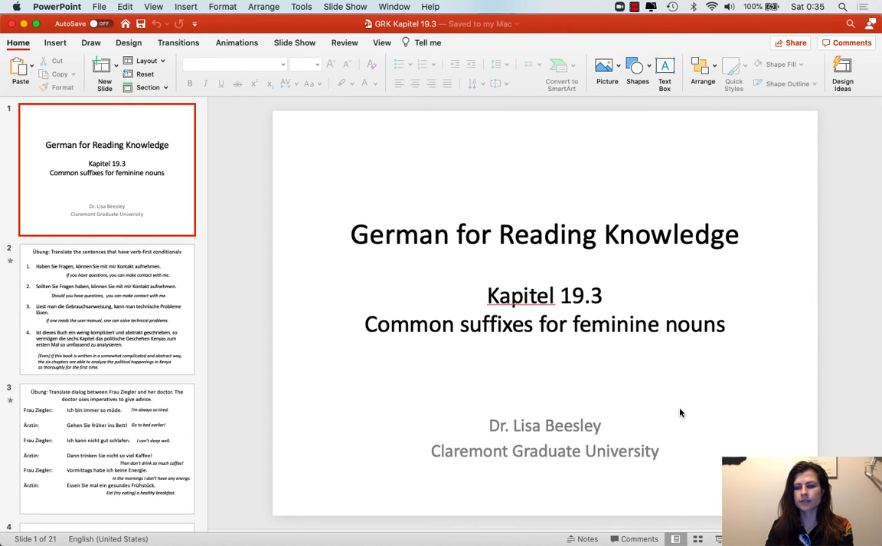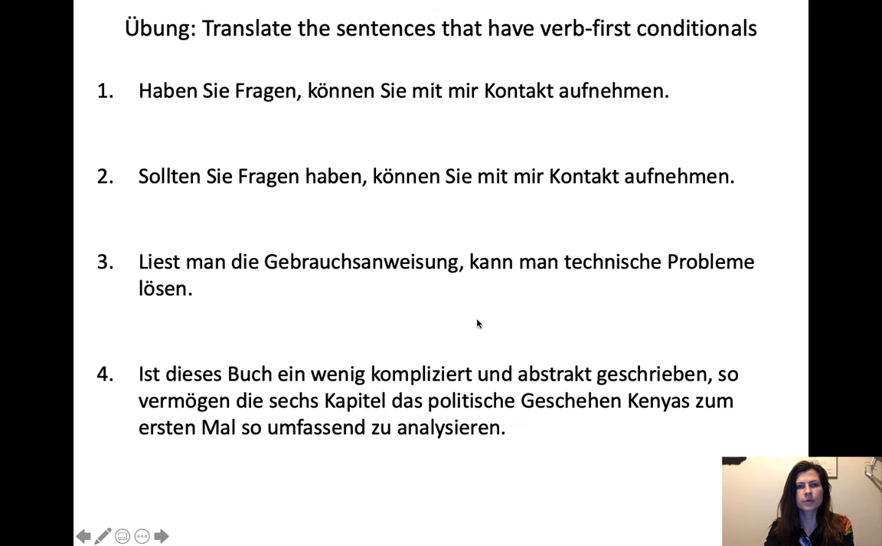All right, now it is time to finish up Kapitel 13, and this is a quick unit on common suffixes for feminine nouns. So let's do the exercises from the end of the last unit first. We have some sentences with verb first conditionals. So interesting places where the verb comes first.